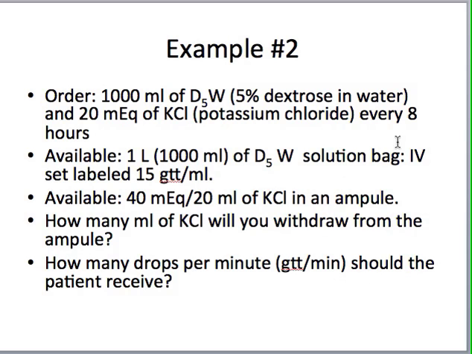Let's do another example. We've got fluids, 1,000 mLs of D5W and 20 milliequivalents of potassium chloride. We need 1,000 mLs of fluids with 20 milliequivalents of potassium chloride every 8 hours. So what we have available is a bag of D5W labeled as having 15 drops per ml, and we have an ampule that contains 40 milliequivalents of KCl per 20 mLs. So the first question is, how many mLs of KCl would you withdraw from the ampule?